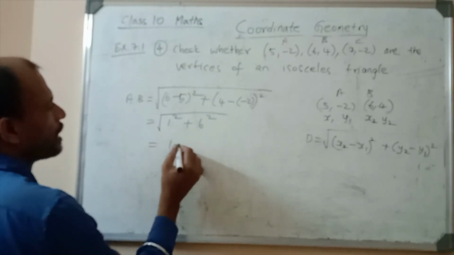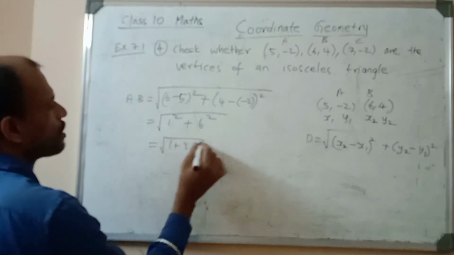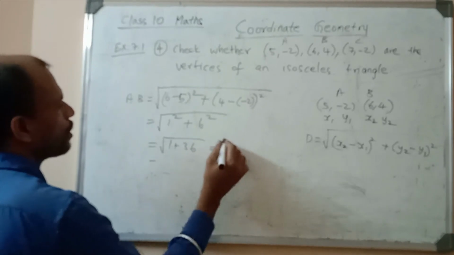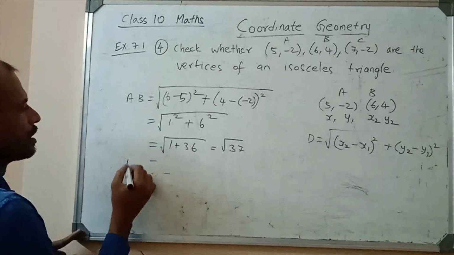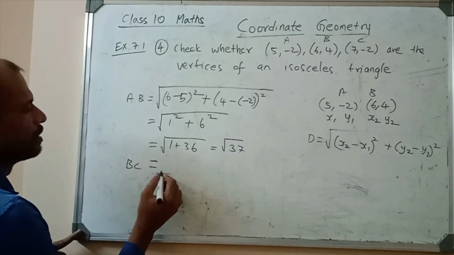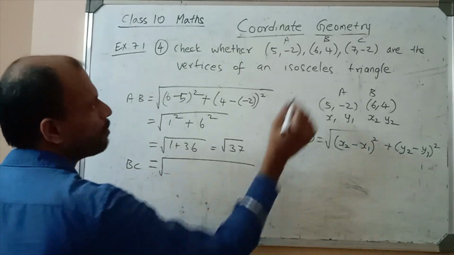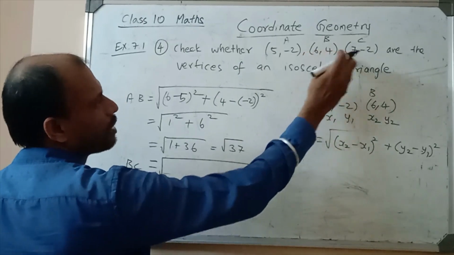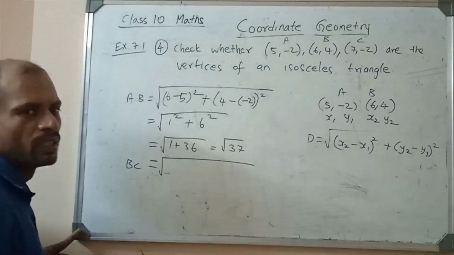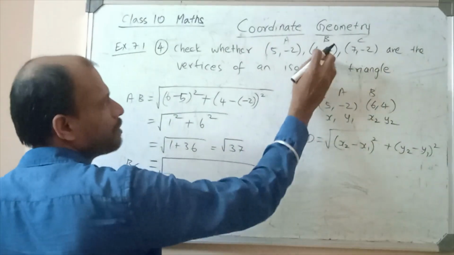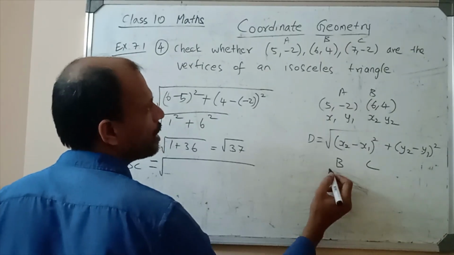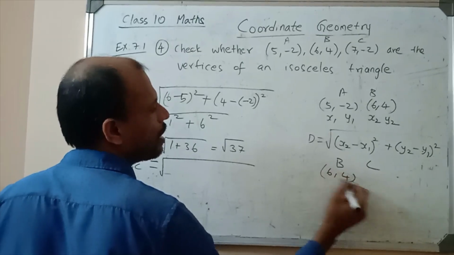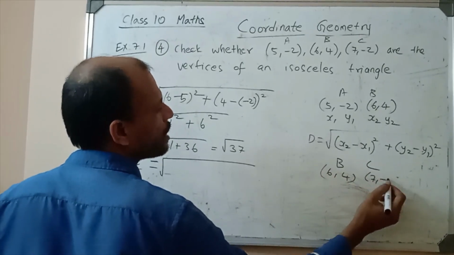Now 1 plus 36, so it becomes root 37. Now let us find BC. So BC is equal to root over, taking B and C, this one is x1 y1, this is x2 y2. While finding BC, I have to keep this as x1 y1, this as x2 y2. Or else you write here B (6, 4) and then C (7, -2).